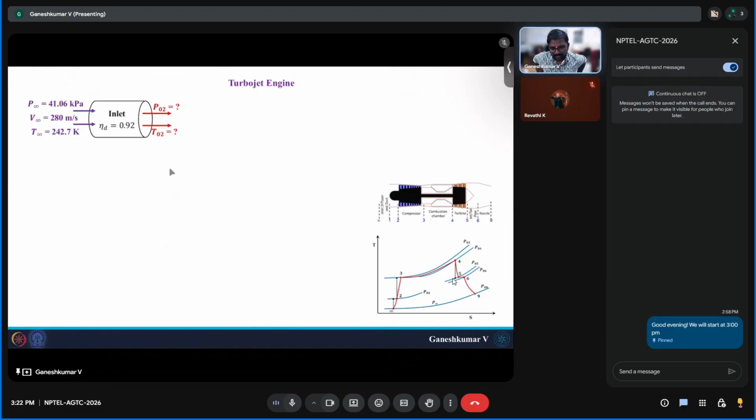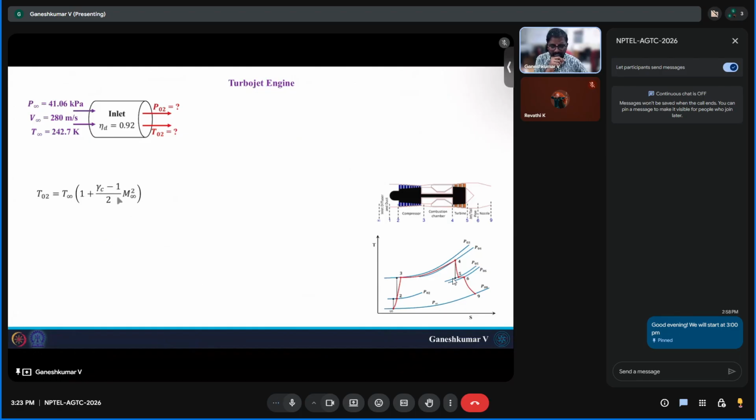So the first thing is we know P infinity, V infinity, and T infinity, which is 41 kilopascals, 41.06 kilopascal. V infinity is 280 meters per second, and T infinity is 242.7 Kelvin. Okay, and we need to find P02 and T02. So before that, this requires M infinity, right? So for example, if I want to find T02, this is for an adiabatic process.